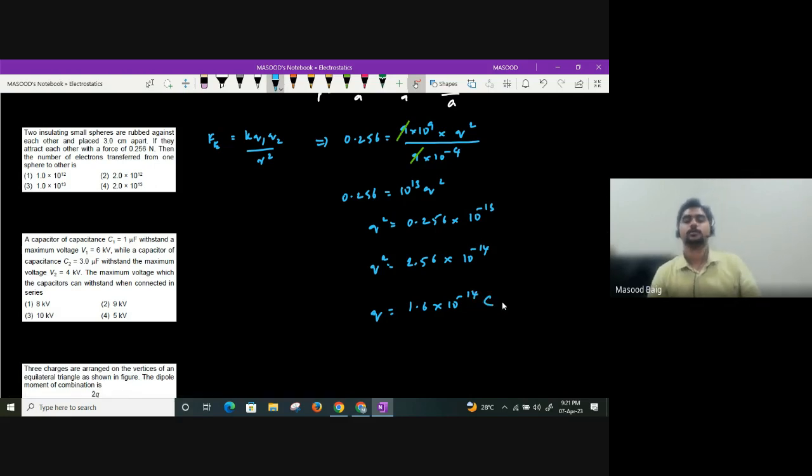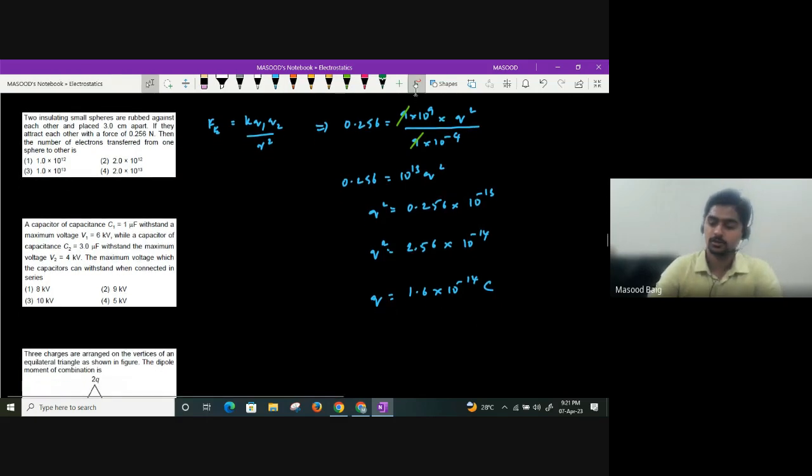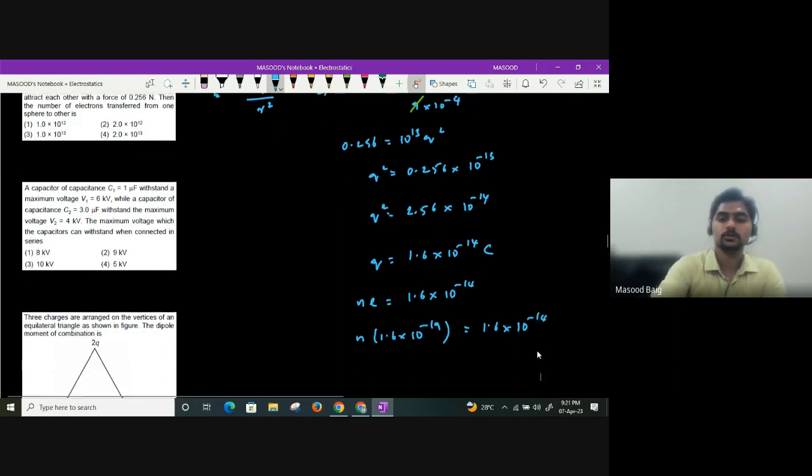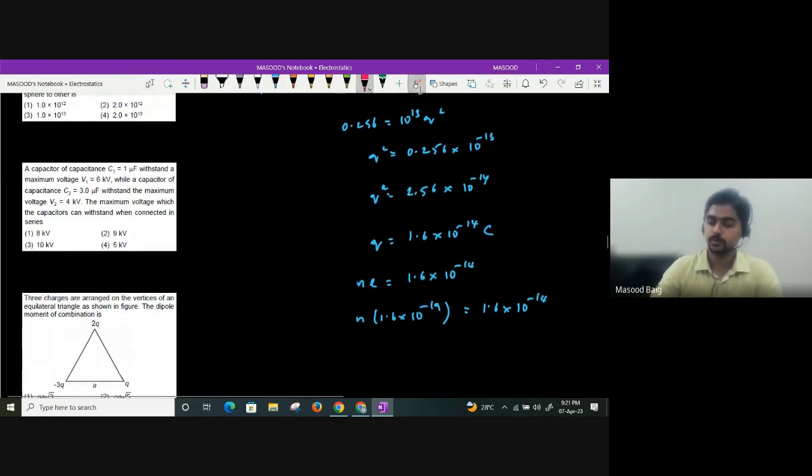So how many electrons got transferred, they are saying. Again, charge can be quantized, we have written. So can I write charge in terms of the basic unit of charge or not? So n into e will be 1.6 into 10 power minus 14. So n into 1.6 into 10 power minus 19 will be equal to 1.6 into 10 power minus 14? Charge is equal to n times e. So from here, what can we cancel out? 1.6, 1.6. So what will the n value be? We get it as 10 power 5.